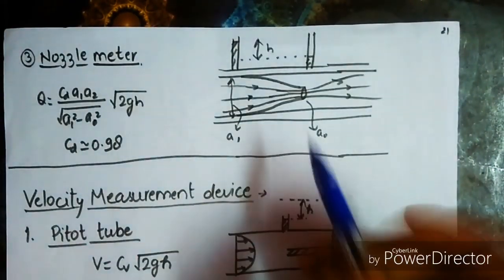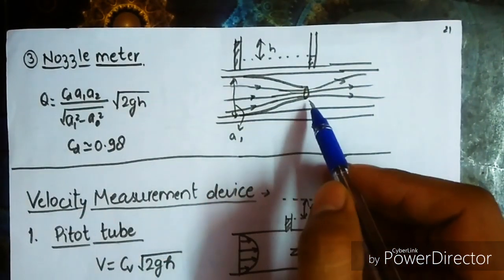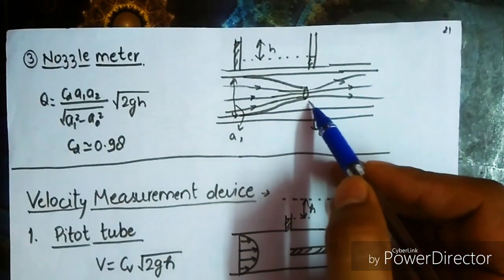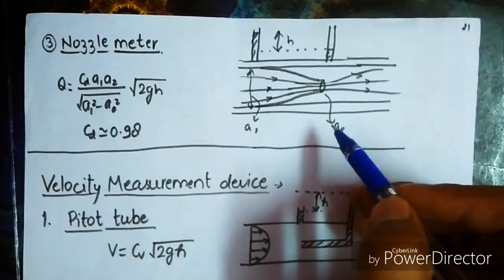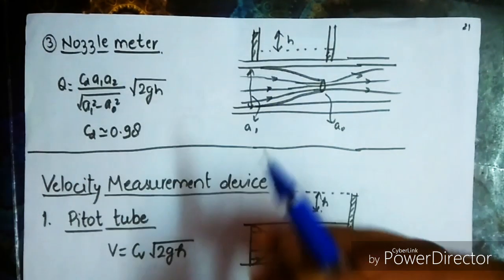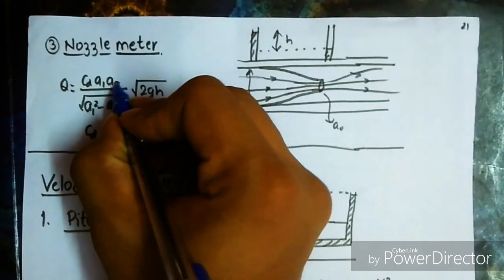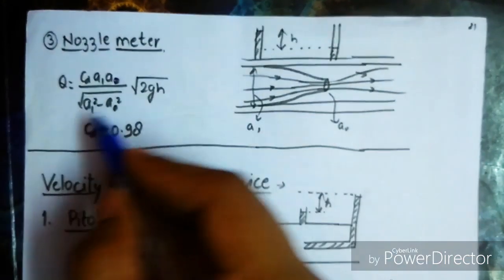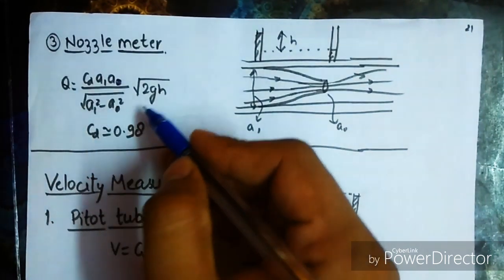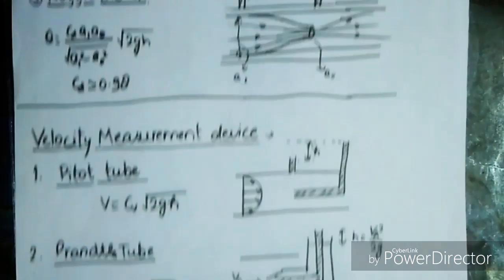Next is the nozzle meter. This is a nozzle attached in the pipeline, and through this we are having the area of nozzle as A0. Then we can put this value here: Q equals CD A1 A0 upon under root A1 square minus A0 square, into root 2GH. Here CD is taken as 0.98.